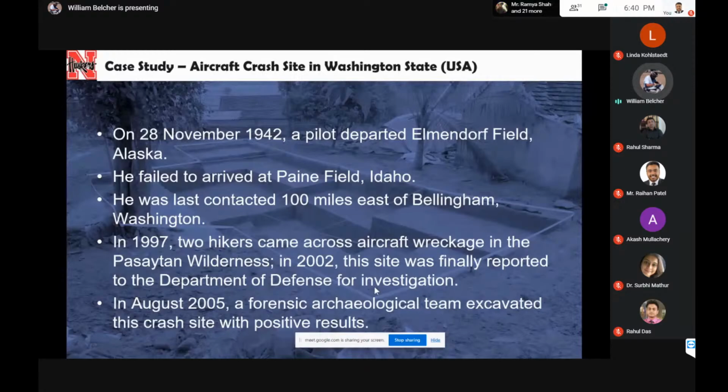In 1997, 2 hikers came across the aircraft wreckage in the Pasayten Wilderness as part of the United States National Forests.